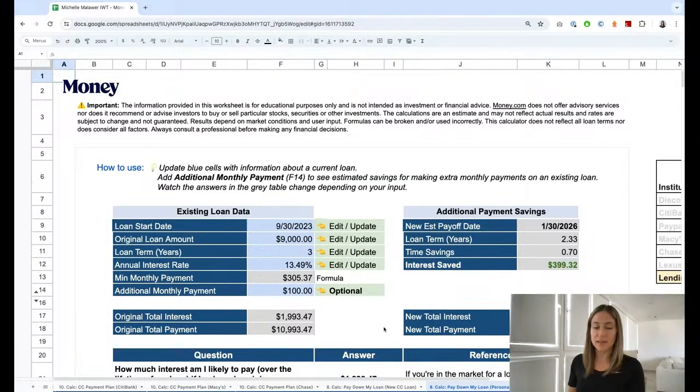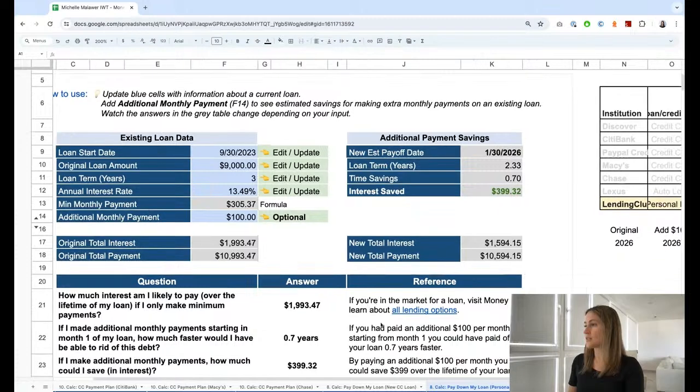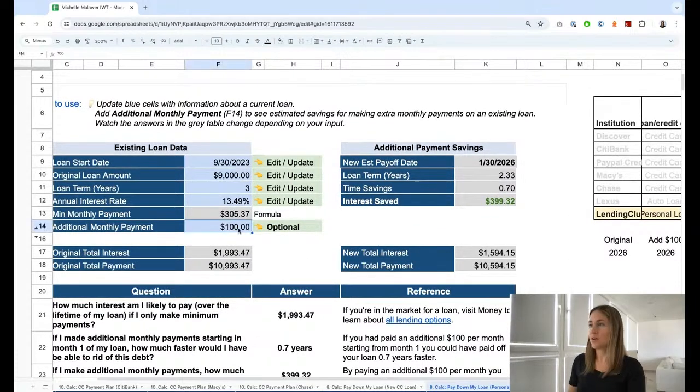So then looking at the personal loan, I wanted to look at what would happen if I added $100 and how much that would save to pay it down faster or leave it where it is. And I found that it's only $400 in total interest, and it would shorten the term by less than a year. So the personal loan is probably fine to continue at the payment plan that you have.